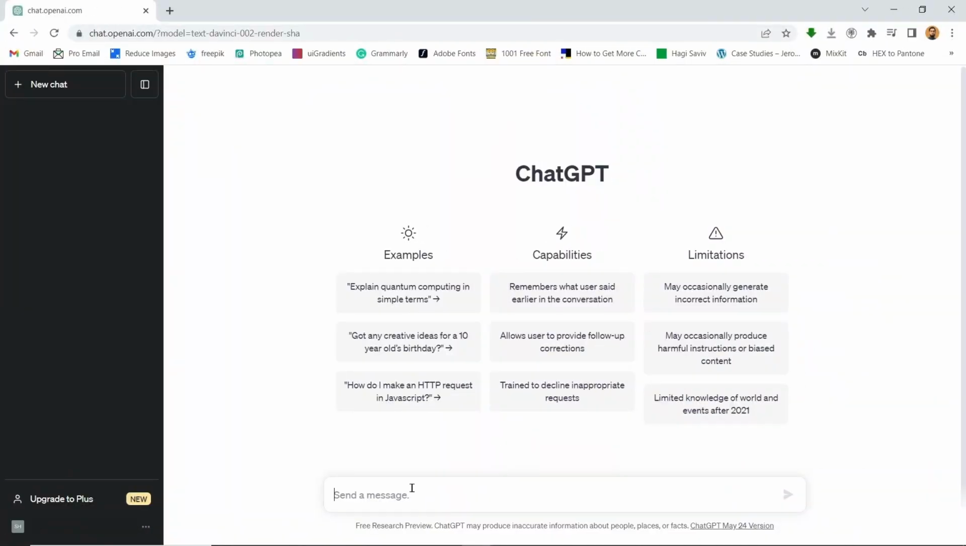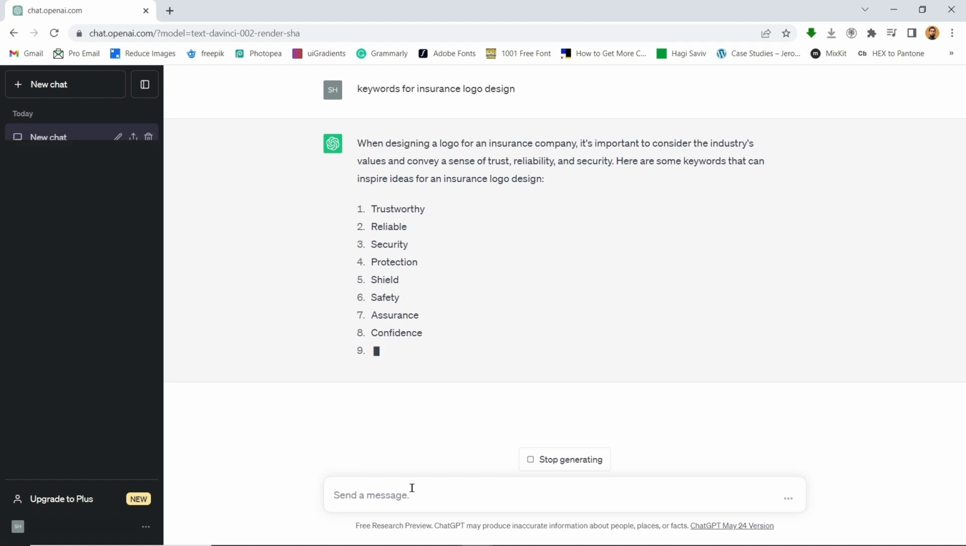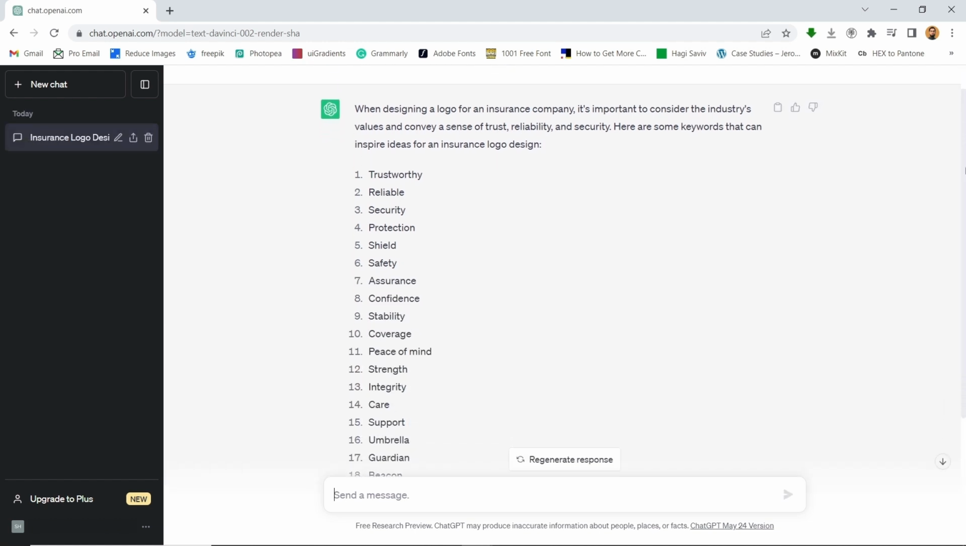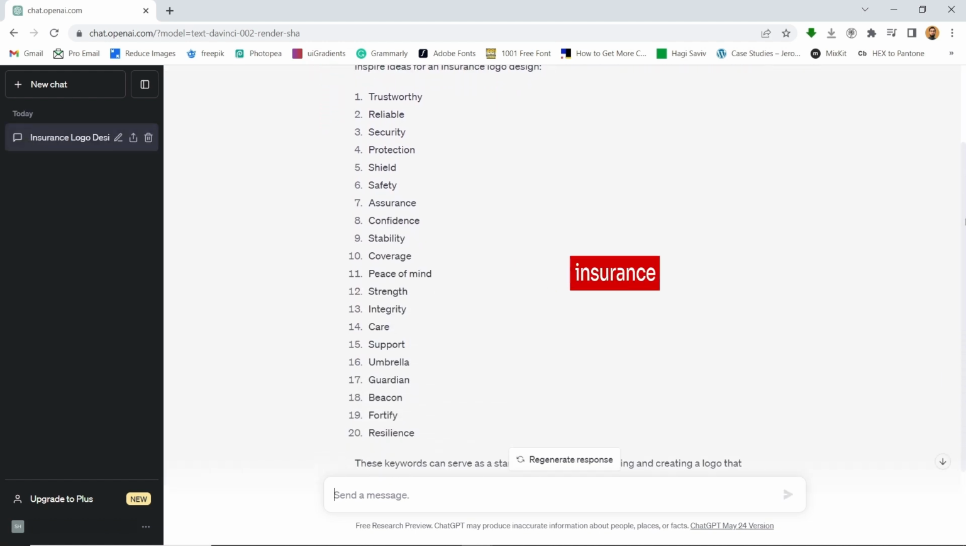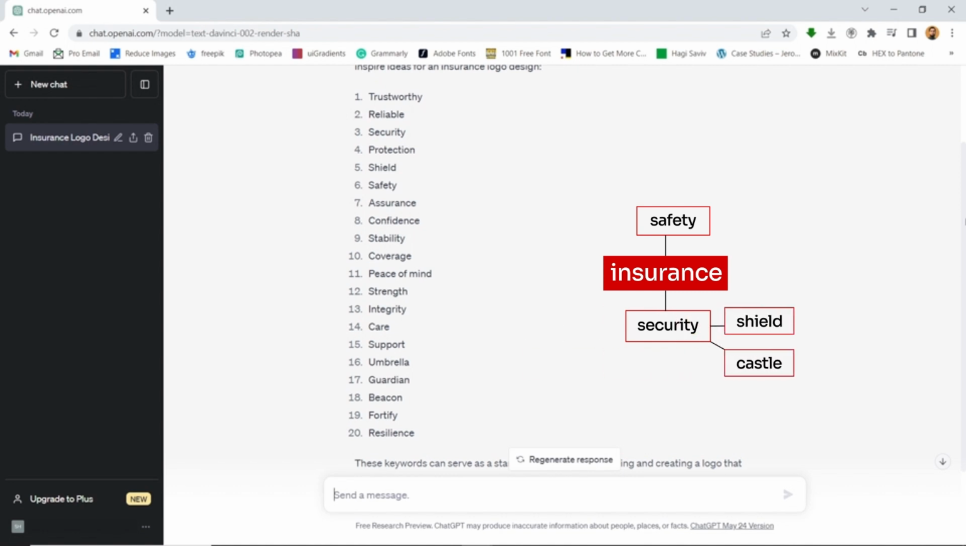So let's switch to ChatGPT. Simply write keywords for insurance logo design. And you can see it gave us multiple ideas in a few seconds. We will continue with keywords like security and safety. And when it comes to security, the most common keywords that come to my mind are shield, castle, and you can say a set of key and lock.